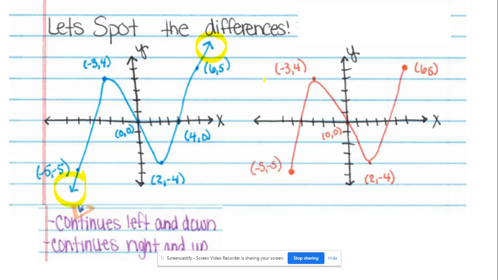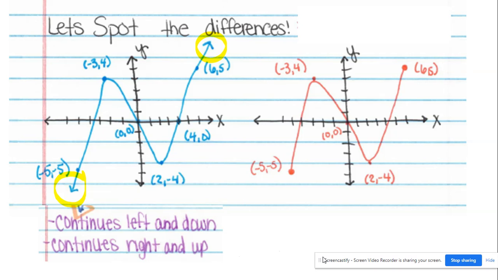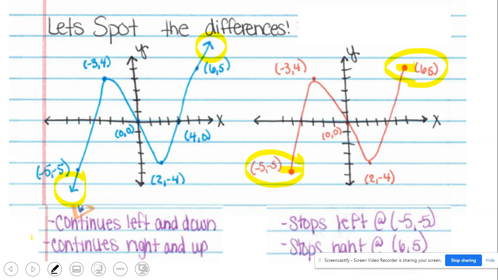Looking at what I will refer to as the red graph, I noticed stops. So it's got a solid point here and a solid point here. So it does not continue to go up or down on the ends. It's going to stop here at -5, -5, and it's going to stop here at 6, 5. Other than that, those are the only visual, obvious differences.